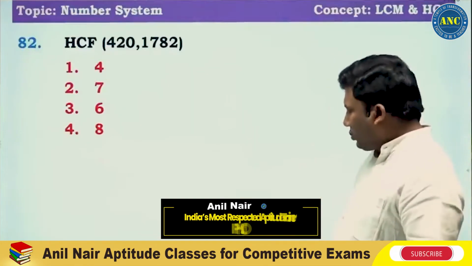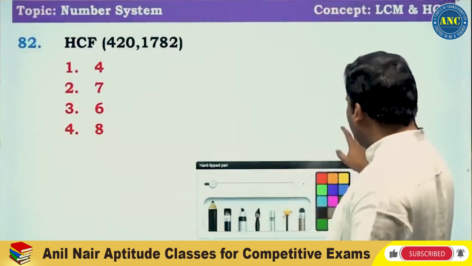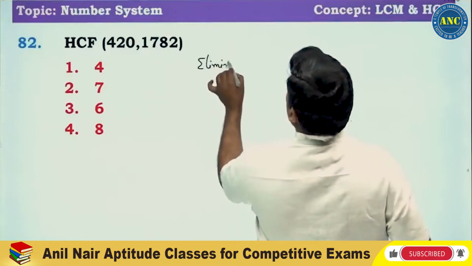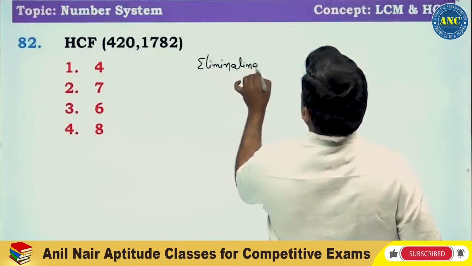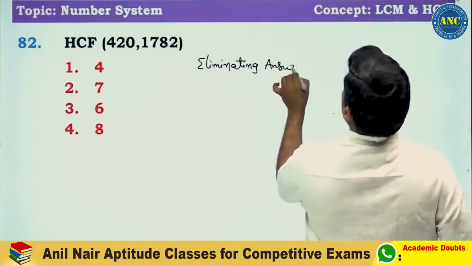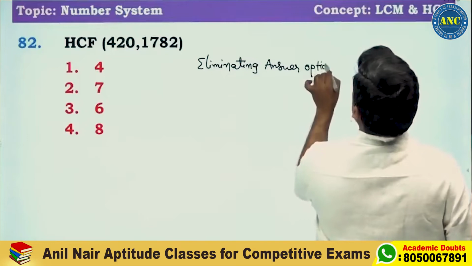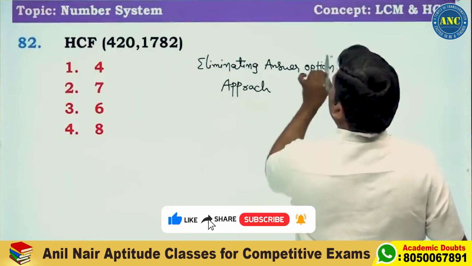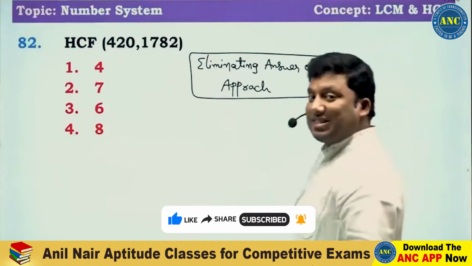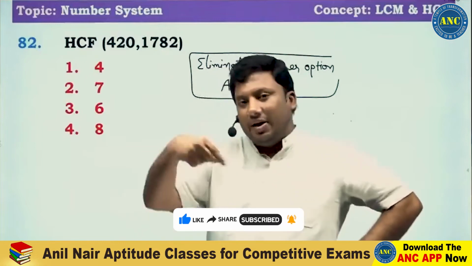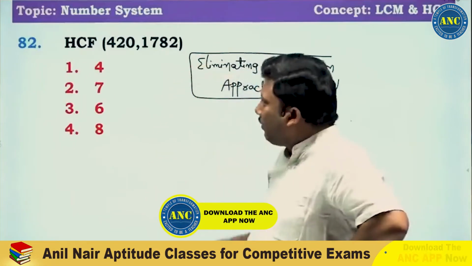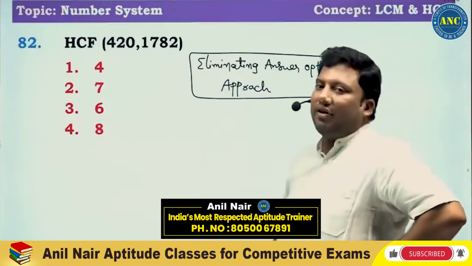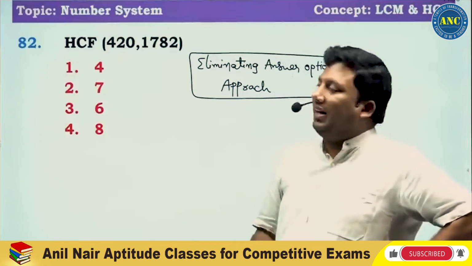82nd question. See this question, you can solve it by using answer options. How to eliminate? Eliminating answer option approach. Listen carefully, sir. Four questions I will solve, which will give an idea how you can eliminate answer options in HCF. The same thing we did in LCM yesterday by telling this cannot be possible, this cannot be possible. First question. HCF of 420 comma 1782.